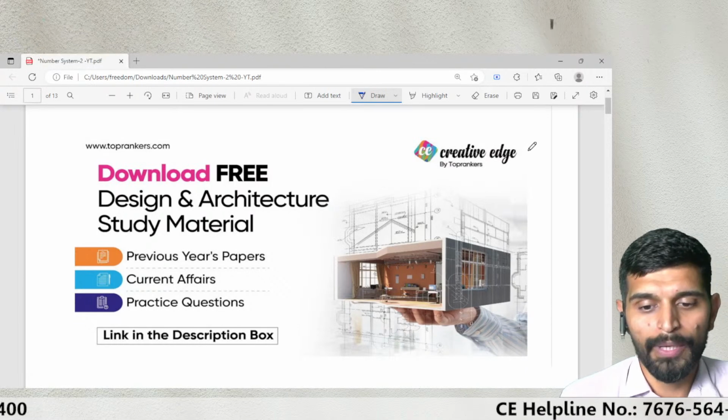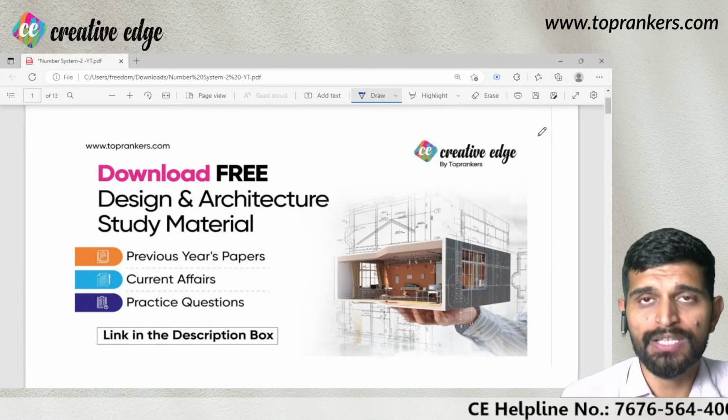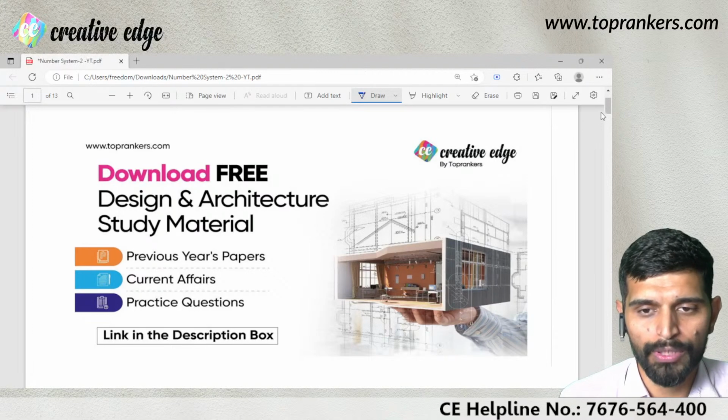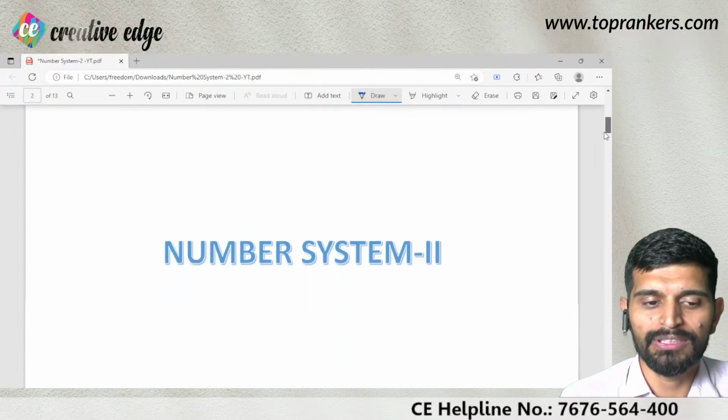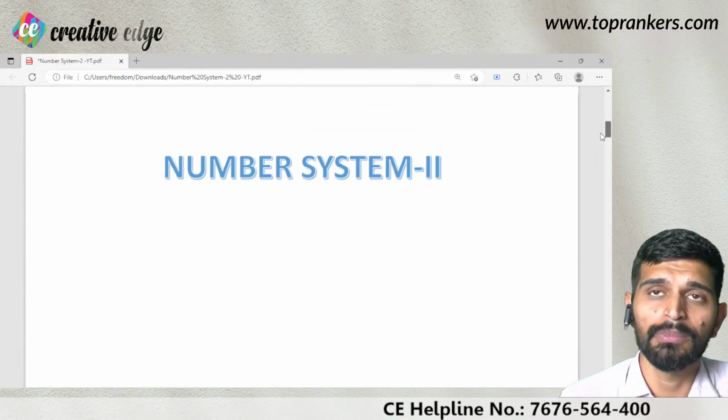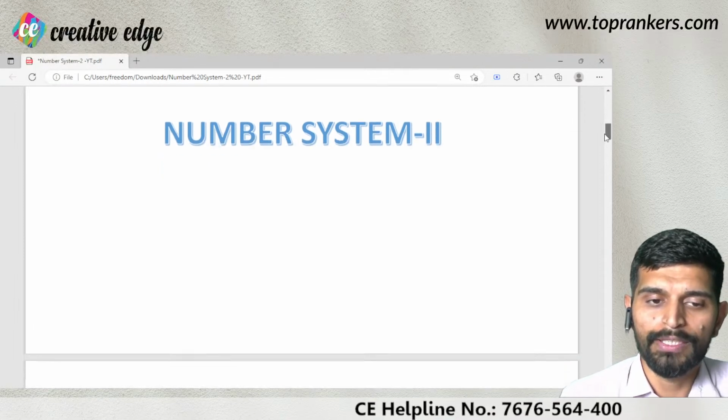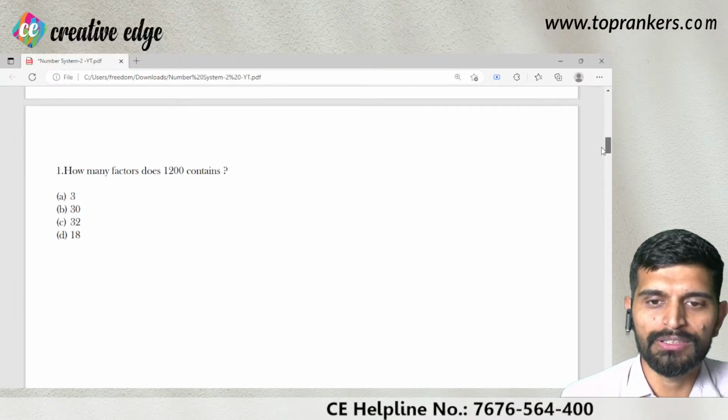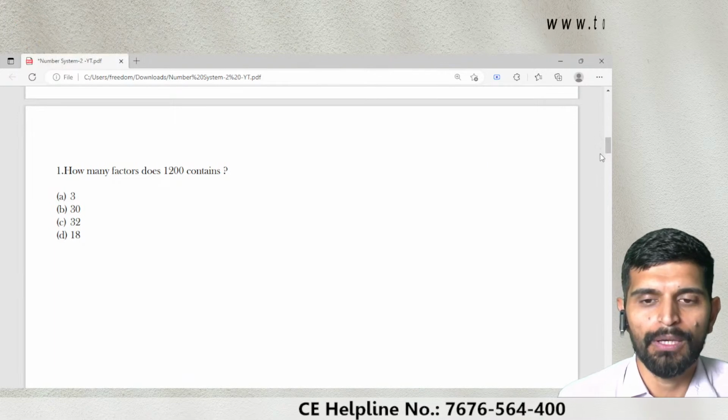So, all my design aspirants who are specifically targeting NIFT 2023, let's continue our session on number systems. This is number systems part 2. Let's solve a few questions and learn a few more concepts of number systems.